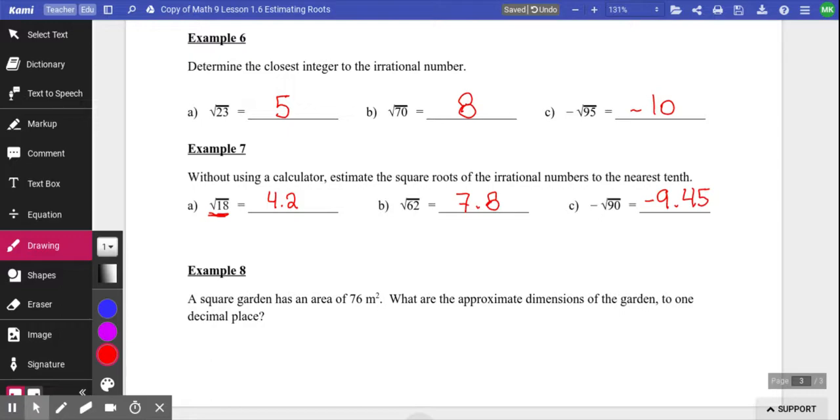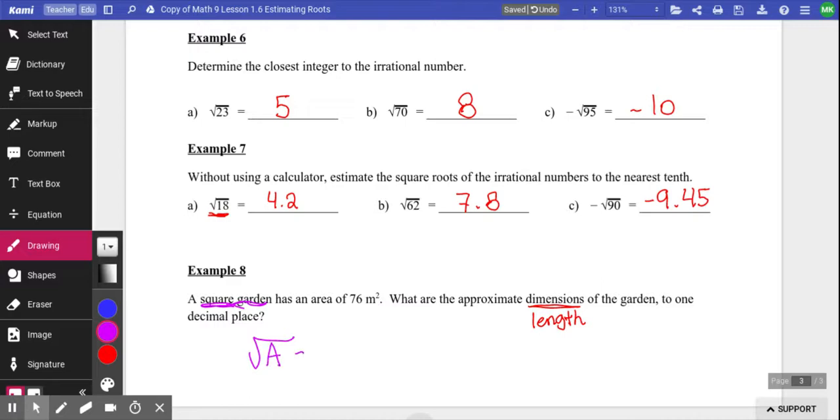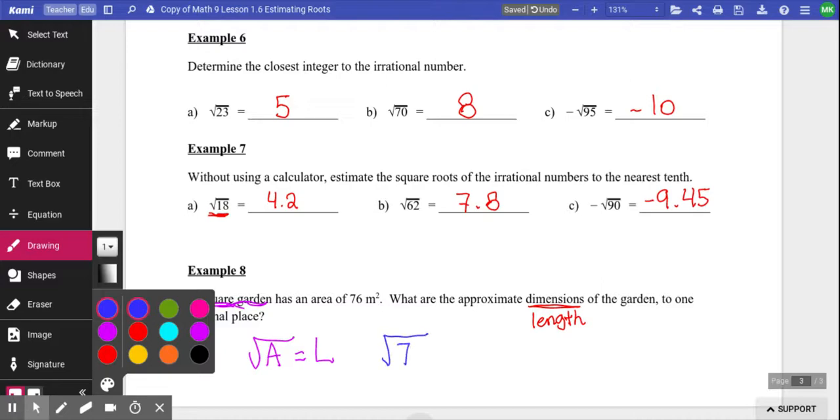Last question. A square garden has an area of 76. What are the approximate dimensions of the garden? Dimensions means length and width. It's a square garden. I know that the root of an area equals the length. Therefore, the square root of 76 would equal my length. And I'm just estimating because it said approximate. I'm really close to 81. So I'm going to say it's like 8.8 is my length. 8.7 is probably even better.